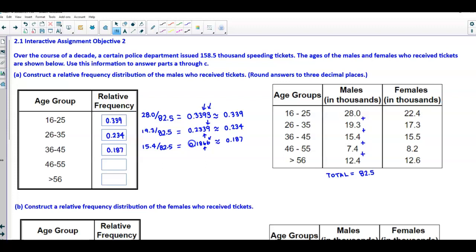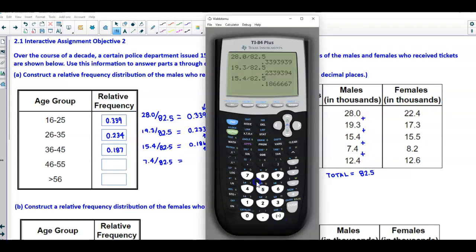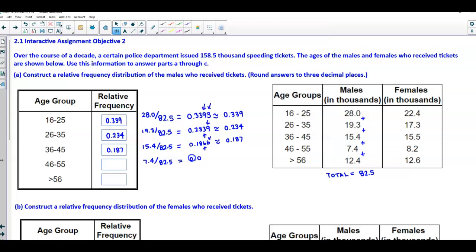Okay, the next value we have is 7.4, and we're going to divide that by 82.5. So we have 7.4 divided by 82.5, and that gives us 0.0896. This is our rounding digit. This is our testing digit. So we have to round up. Now, if we round up, that means this 9 becomes a 0, and then we have to round up the 8. So that means we're going to end up getting 0.090.